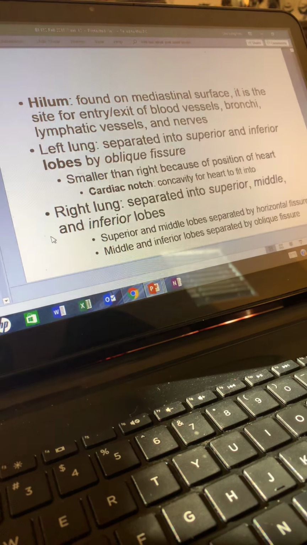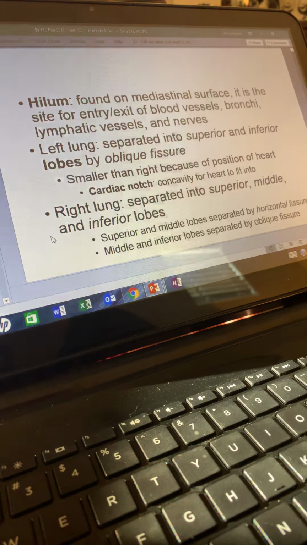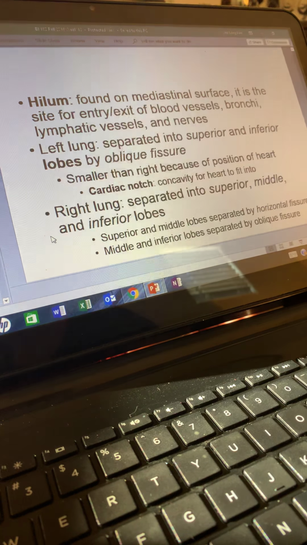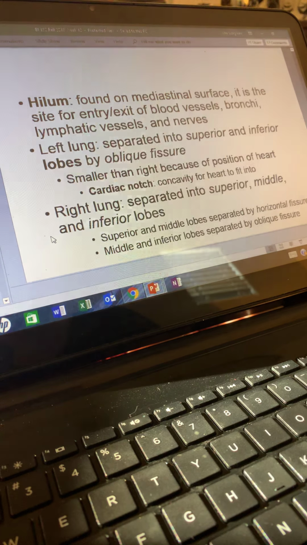There is a notch or a divot. There's a concavity called the cardiac notch, and that's where the heart fits in, and the lungs accommodate for where the heart fits. Right lung is separated into superior, middle, and inferior lobes. Superior and middle lobes are separated by the horizontal fissure. The middle and inferior lobes are separated by the oblique fissure. These fissures are, in fact, important.